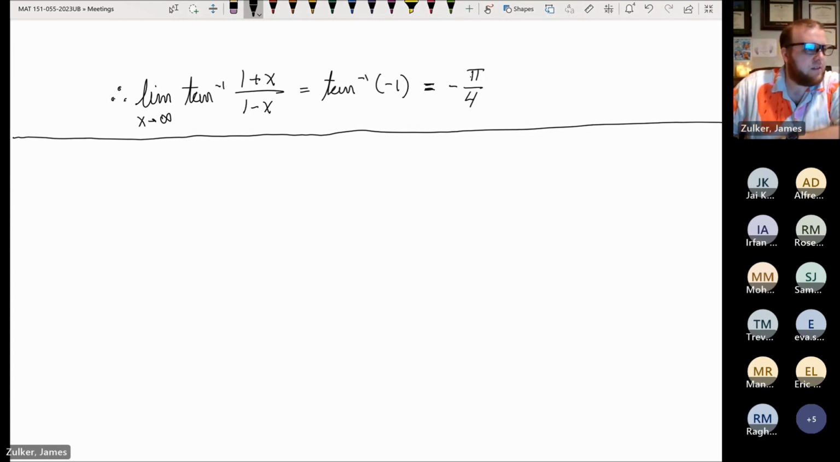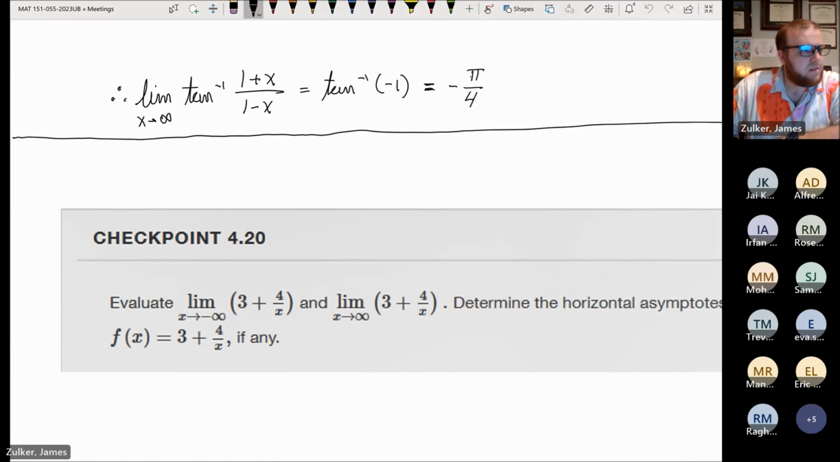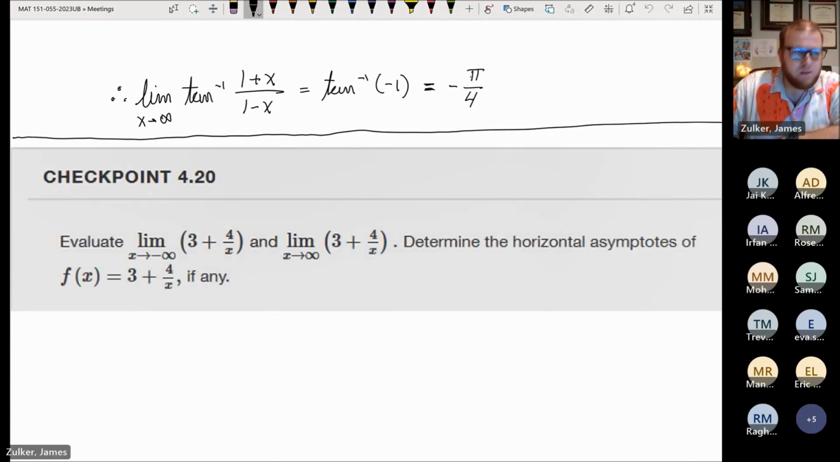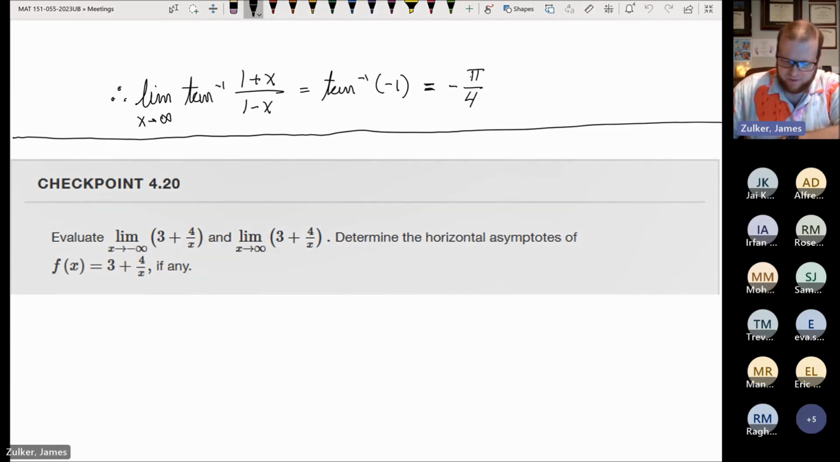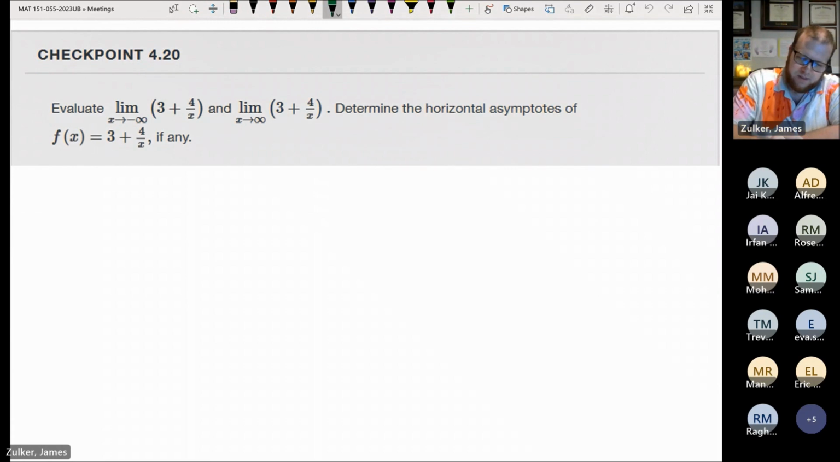Instead, I'm going to look at some additional problems from the textbook, starting with what we just covered, limits at infinity. And I'm glad that I did.